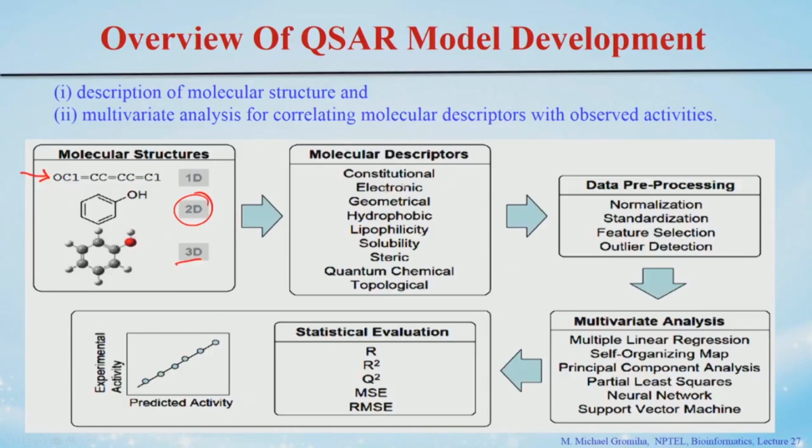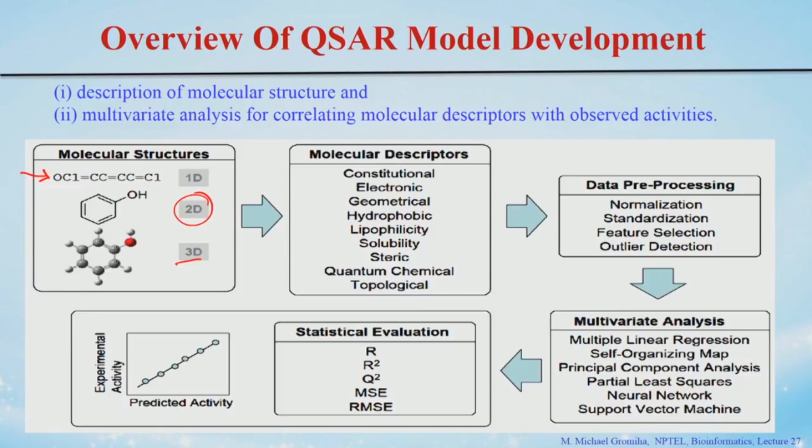There are various molecular descriptors, right, for example electronic properties, hydrophobic properties, solubility parameters and steric parameters. There are also topological parameters, right. So, various parameters we derive from this 1D, 2D or 3D information. Once we derive the descriptors, we need to pre-process the data, to check whether the data set is fine or has any discrepancy, or whether we need to standardize the data. If it is a wide range, then we have to normalize the data. Then we need feature selection, and check for any outliers and so on. So, we do all this pre-processing once we have the descriptors.